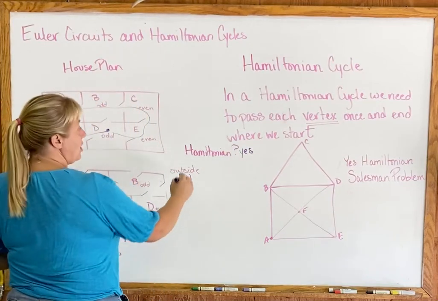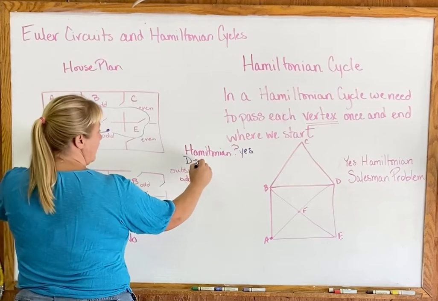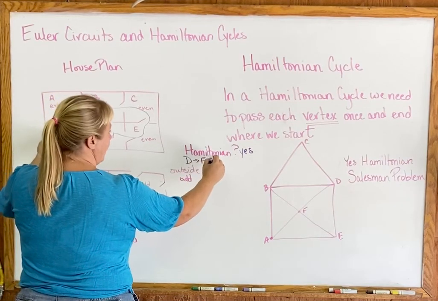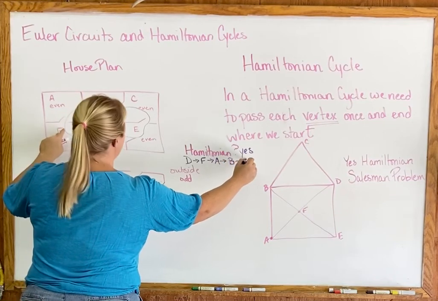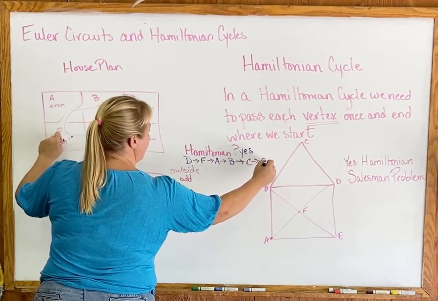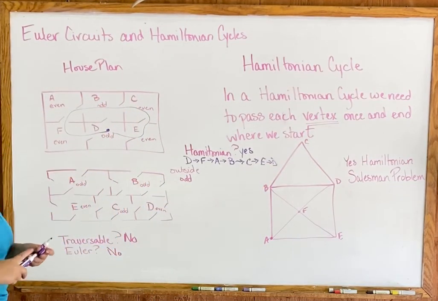And then remember, it will also ask you to write your path. So we could say D, F, A, B, C, E, D. Okay, just go around in a circle on that one.